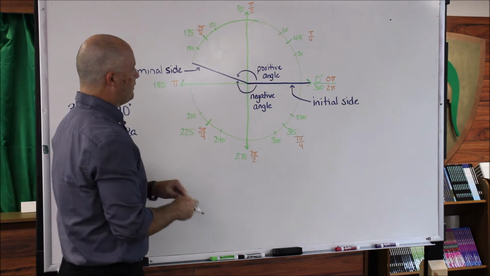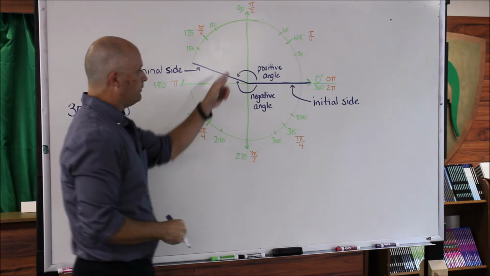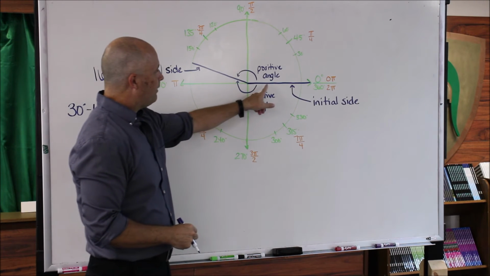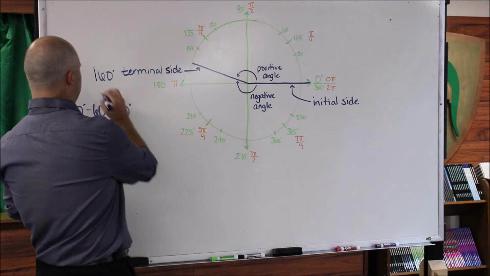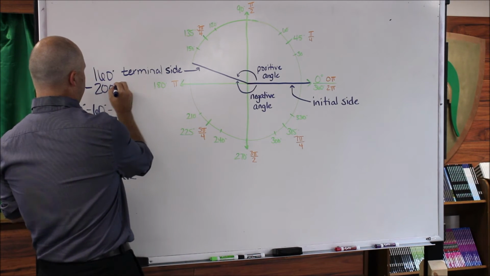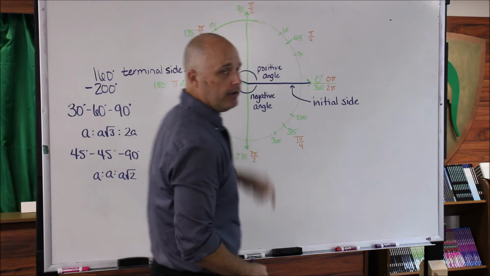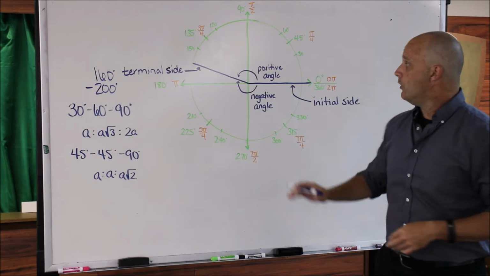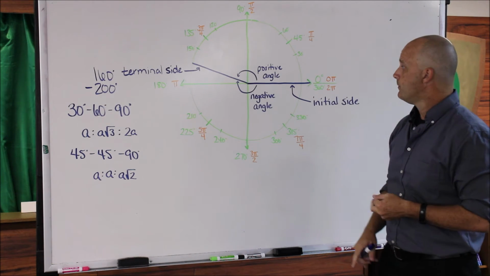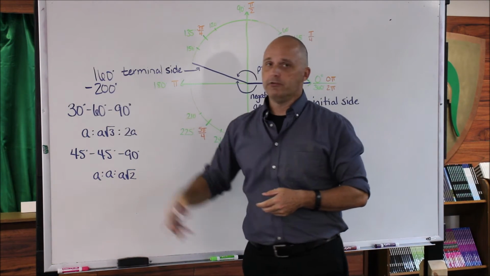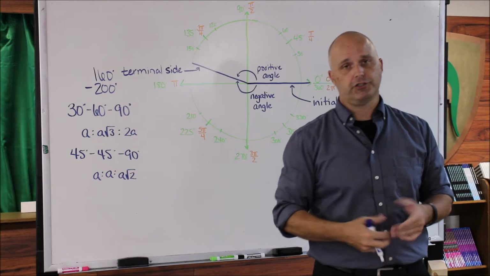So that means that the positive angle is going to be 160, but to get there from here, we've got to go 360 minus 160, and so we would have a negative 200 degree angle going in that direction. Okay? So each angle, we can either get a positive angle or we can get a negative angle. The absolute value of those, when we add them together, should give us 360.